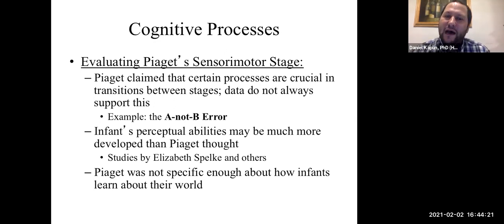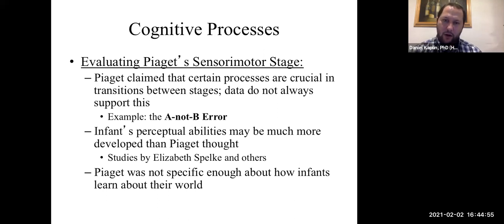Now, let's evaluate Piaget on his claims about the sensorimotor stage. Piaget claimed that certain processes are critical to help you move from one stage to another. What I'll tell you is that data does not always support this. For example, the A not B error. I said to you, according to Piaget, depending on your age, birth to 6 months, you're just out of sight, out of mind. By about 12 months, you should make the A not B error.